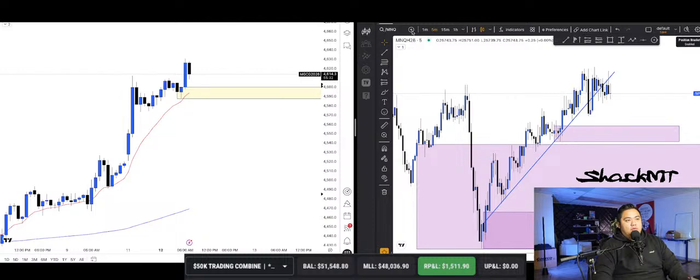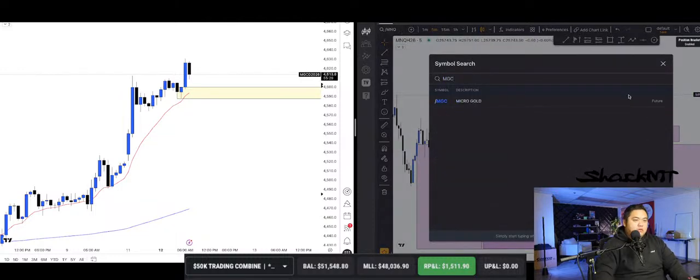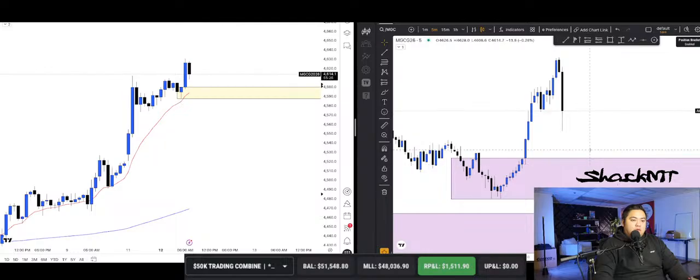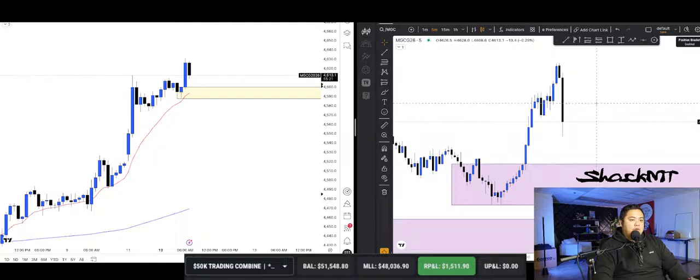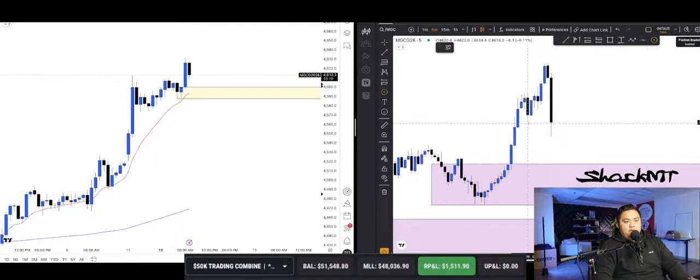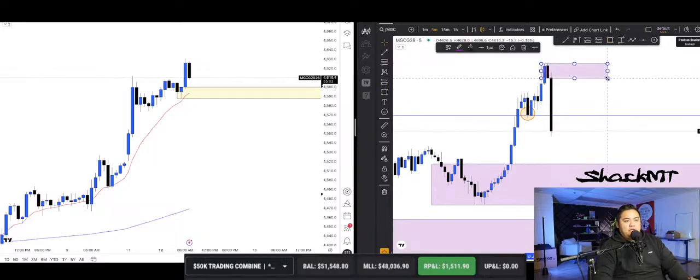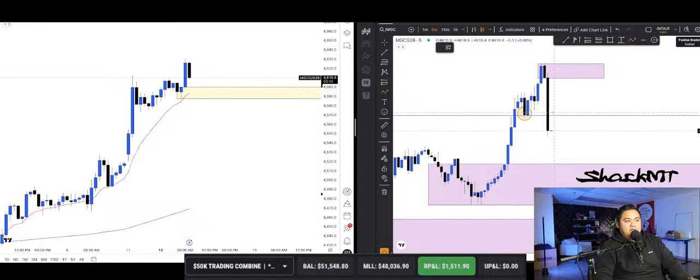Gold is coming down. Two plays here. If this 5-minute candle closes below this low, potentially shorting this 5-minute supply would be a good idea. We want to see this 5-minute candle close. Nice, closed below. If it retraces all the way up here, taking it short would be an option.